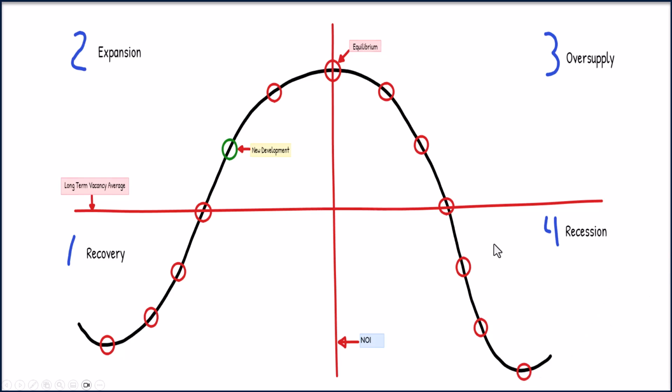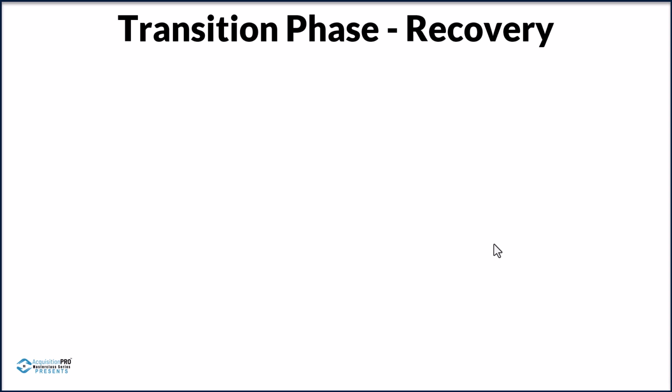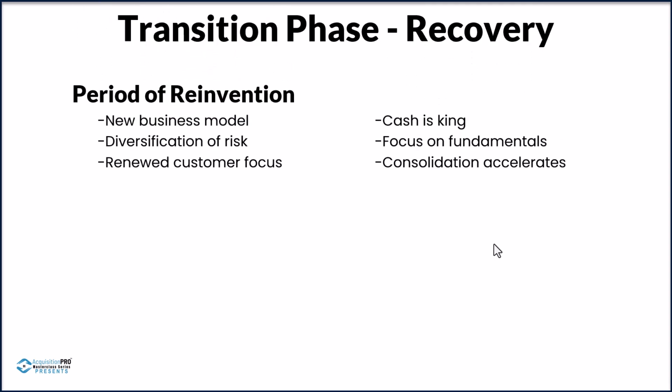All right. So let's look at some definitions and some solutions. So in the recovery phase, in phase 1, we call that the transition phase. This is a period of reinvention. You have a new business model. You're diversifying risk. You have a renewed customer focus because you're coming out of the recession phase where you may have had to do some repositioning. Cash is still king because there's probably a lot of foreclosures on the market. Banks probably aren't lending yet, so cash is still king at this point. We're focused on fundamentals. We're not focused on pro forma, and consolidation is accelerating.